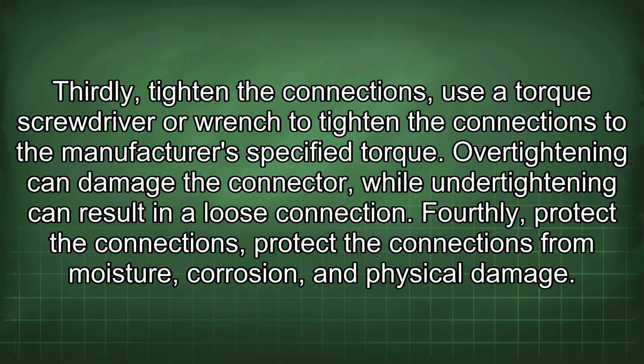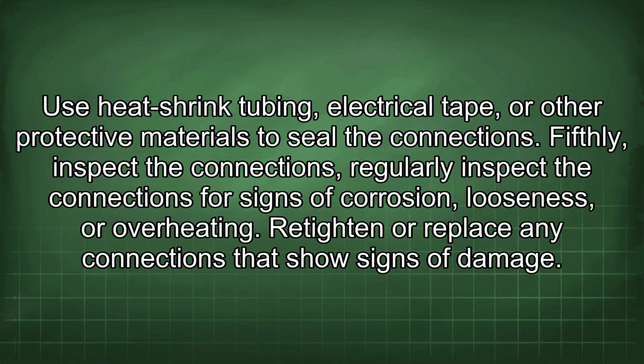Fourthly, protect the connections. Protect the connections from moisture, corrosion, and physical damage. Use heat shrink tubing, electrical tape, or other protective materials to seal the connections. Fifthly, inspect the connections. Regularly inspect the connections for signs of corrosion, looseness, or overheating. Retighten or replace any connections that show signs of damage.